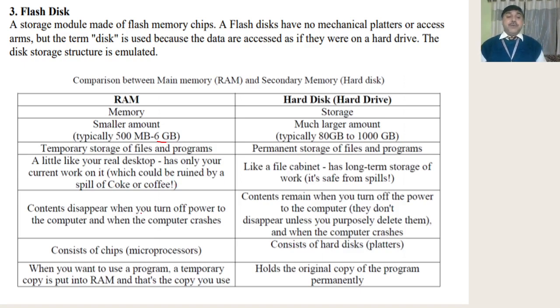As soon as you need it, the content will appear. What type of chips does it consist of? RAM uses the microprocessor chips, and here it uses the hard disk, that means the platters. When you want to use a program temporarily, it will be put into RAM and you use the copy, while the hard disk holds the original program permanently. That means here the thing will be stored for a certain duration of time, but there it will be stored for a long duration. These are the differences between RAM and the hard disk.